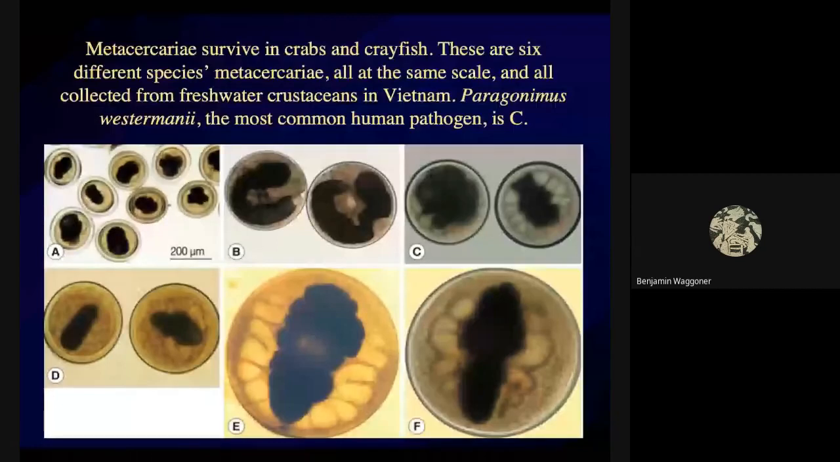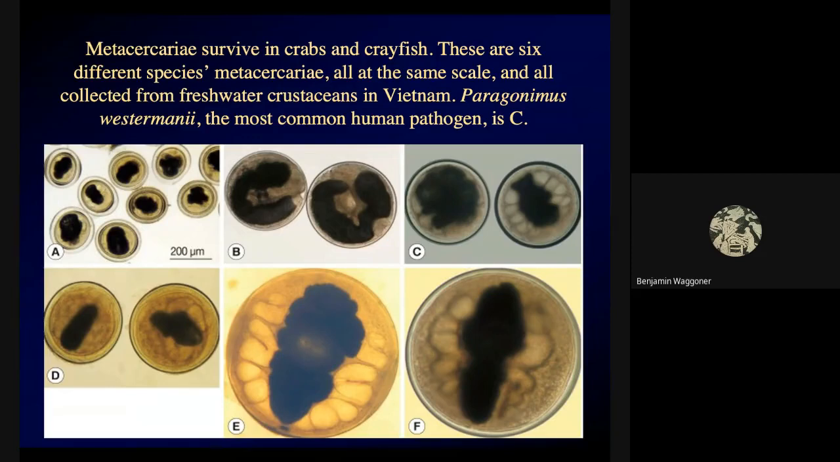These are the metacercariae of 6 different species of Paragonimus. They were all collected from freshwater crustaceans, in this case in Vietnam. And C at the top right is Paragonimus westermani. And you can see these vary quite a bit in size. But yeah, eat Chinese mitten crab without cooking it thoroughly, the metacercariae will hatch in your small intestine, bore out, and travel their way to your lungs.